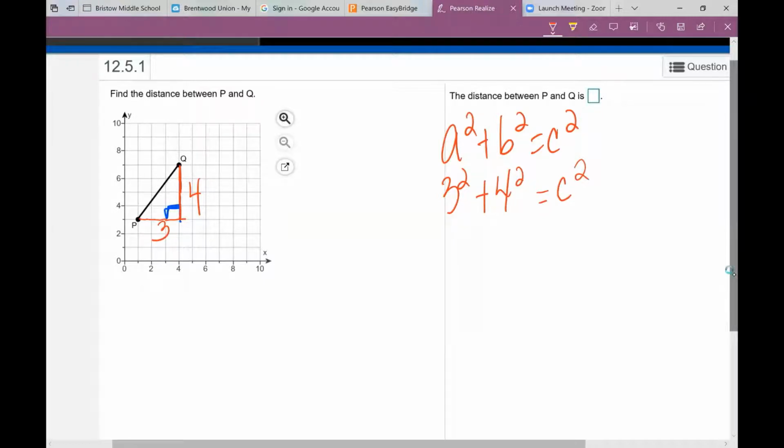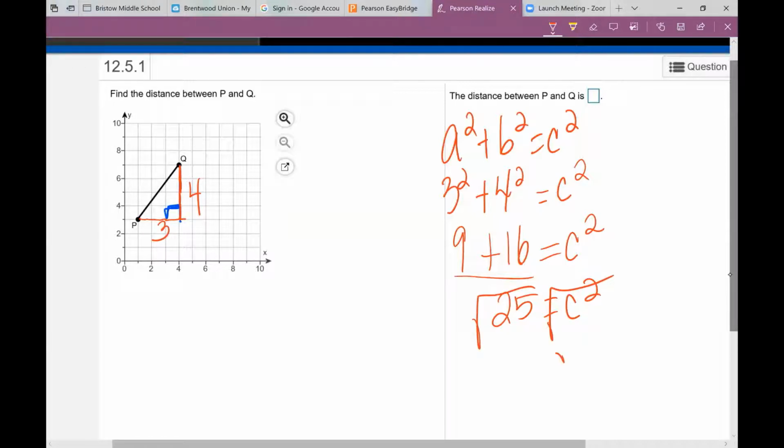So just like last week, you're going to square each of these numbers. So 3 times 3 is 9. 4 times 4 is 16. That will equal c squared. If I add these two numbers together, I get 25. Last step, remember, is to take the square root of each side. So the square root of 25 is 5, or 5 times 5 is 25. So the distance between P and Q is 5.